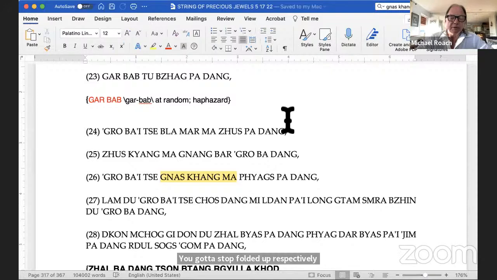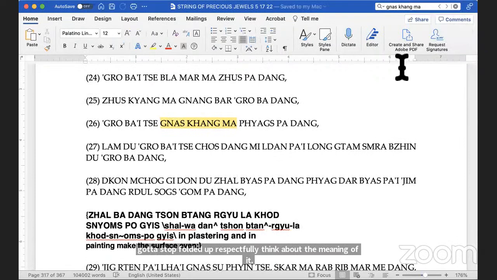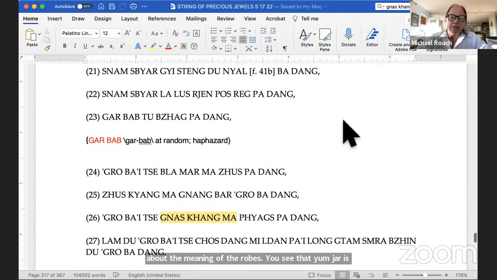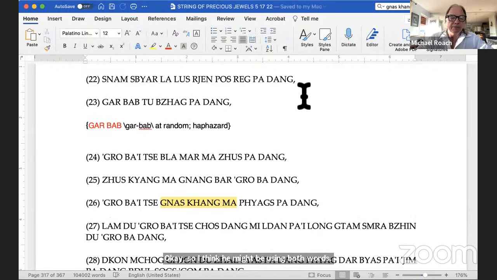Okay. All right. Keshla, in this description that I believe you wrote about the meaning of the robes, you say that Nyamjar is the fully ordained outer robe. Okay, so I think he might be using both words, okay? And it feels like that. So we'll say outer robe.